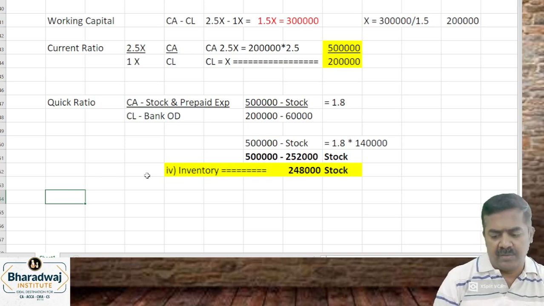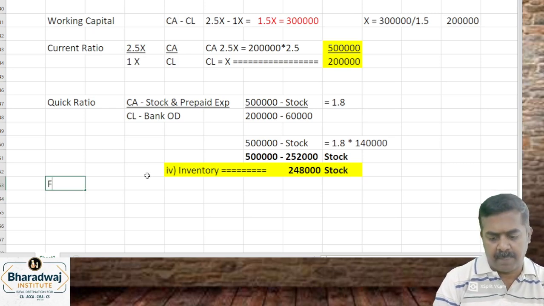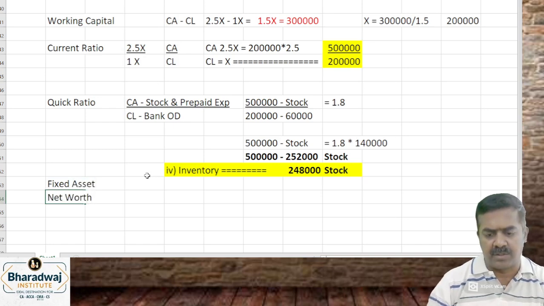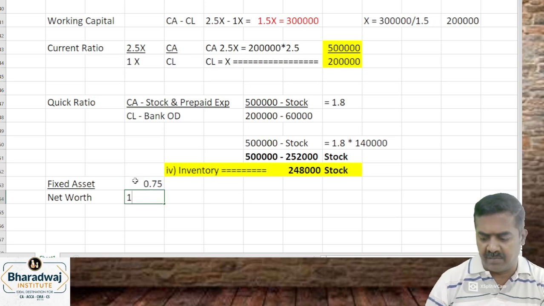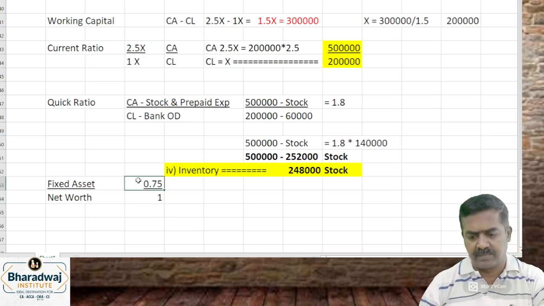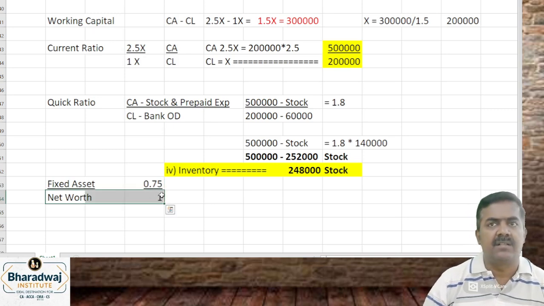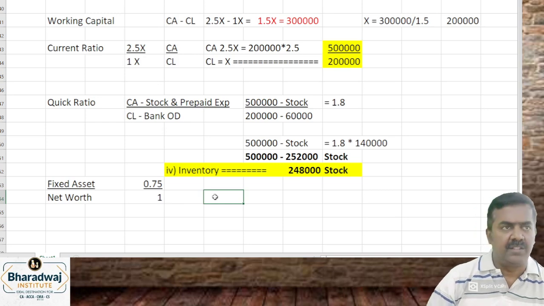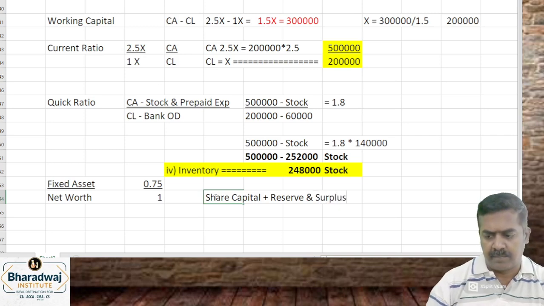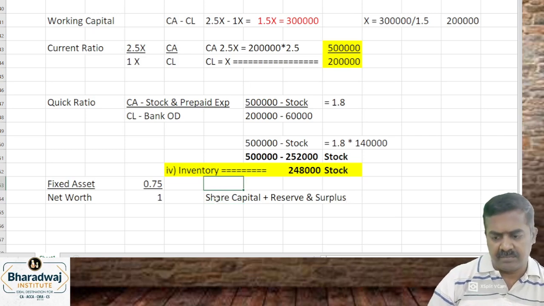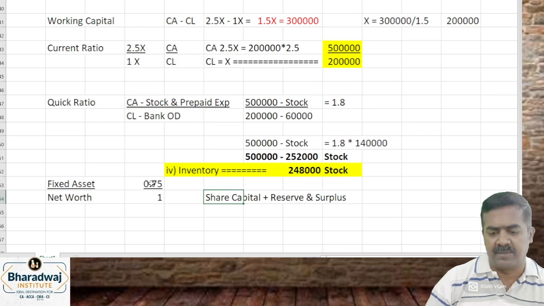We are given fixed asset to net worth. Fixed asset divided by net worth is 0.75. Net worth is 1 rupee. What do you mean by net worth? Equity, shareholders funds. Shareholders funds is nothing but share capital plus reserves and surplus. Fixed asset is not known either. What to do?